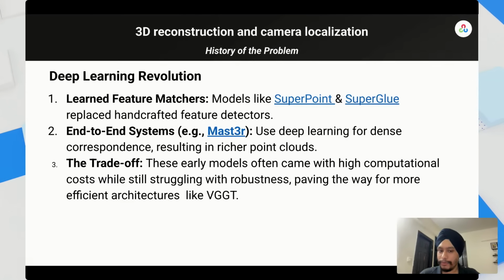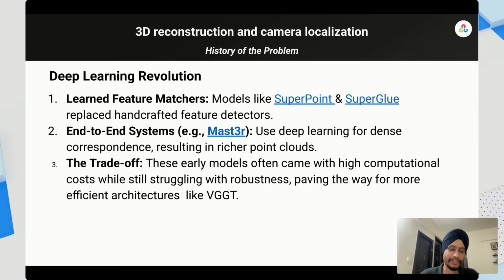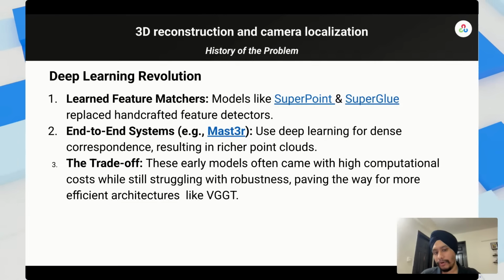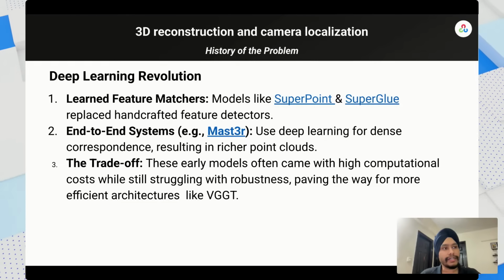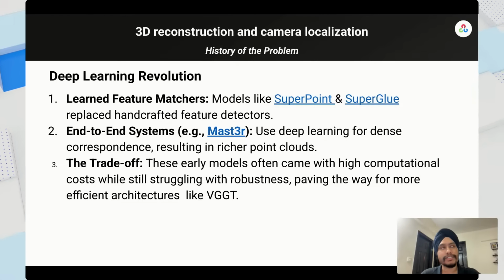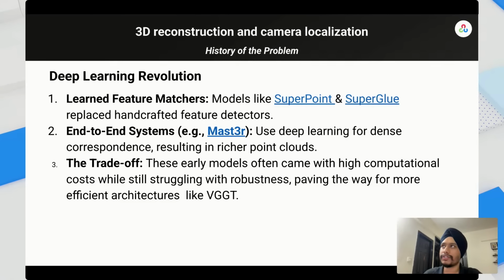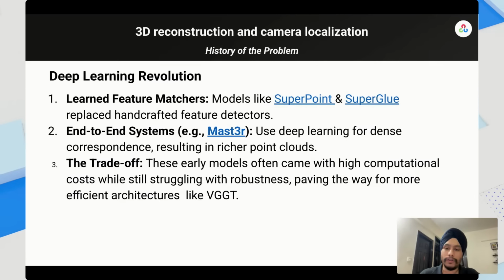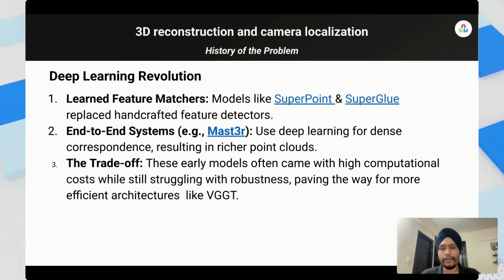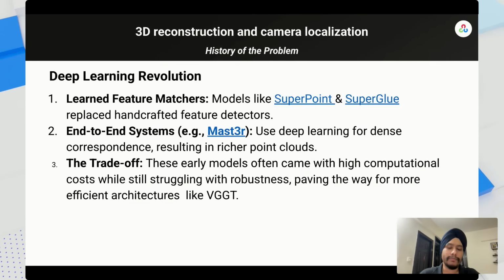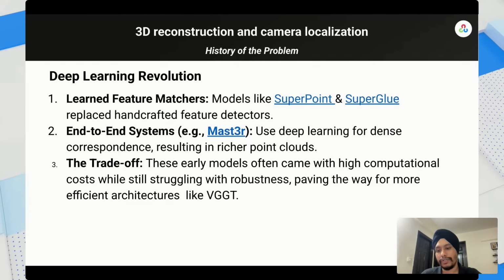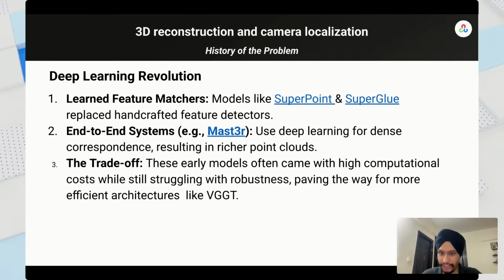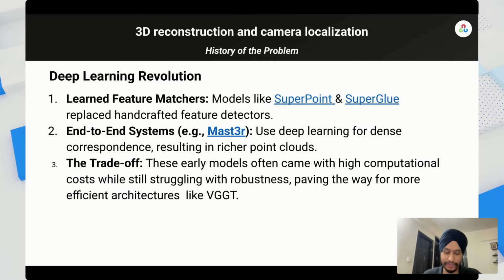Next, coming to the latest and greatest state of the art. These early models often come with high computational cost, while still struggling with robustness. Robustness is a major issue in this domain, because sometimes you might land in environments where you don't get enough features. Imagine a long scene with a blank wall. There are not enough unique features that you can match and identify uniquely across frames. So this paved the way for a more efficient, more complete architecture called VGGT.